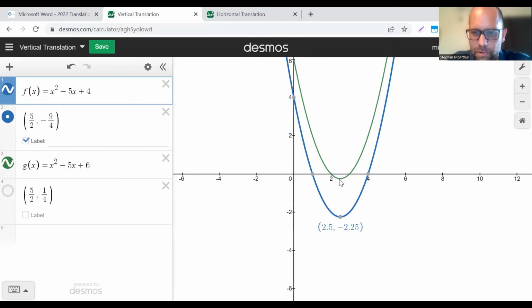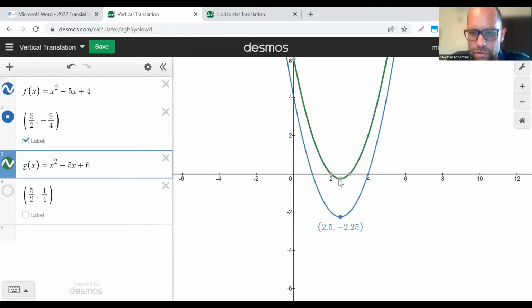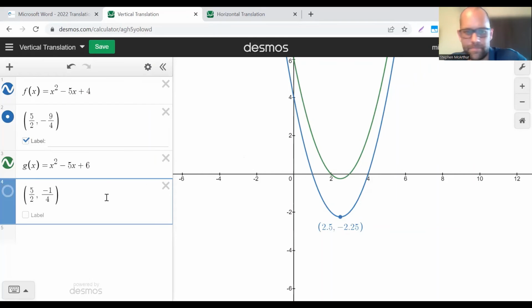Now, if the turning point of the green one is exactly 2 units higher, just here, and it is, well, let's put a negative in there. That will work. So we can label this point here 2.5, negative 1/4, and that is exactly 2 units higher than the first one. So that worked. And that's how to translate up. So vertically, 2 units in the positive direction.